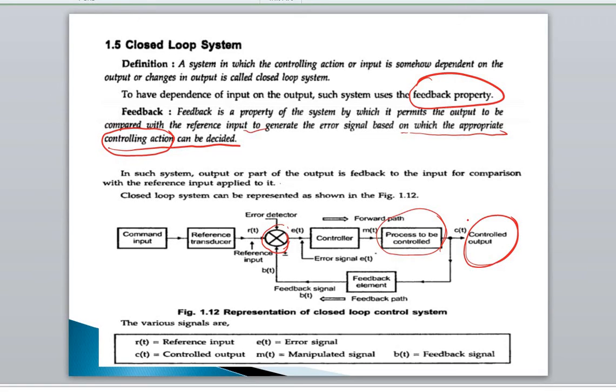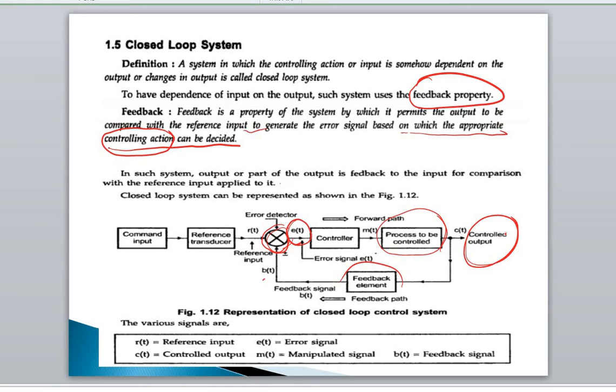So this output C of t is measured and fed back with the help of the feedback element. With the help of the feedback element, it is fed to this comparator or error detector. So here that signal is B of t. So B of t and R of t are compared and the error generated, E of t, is fed to the controller. Then the controller uses this error to generate a manipulated signal called M of t, which is given to the process to be controlled and which gives the output. That means this cycle repeats every time.